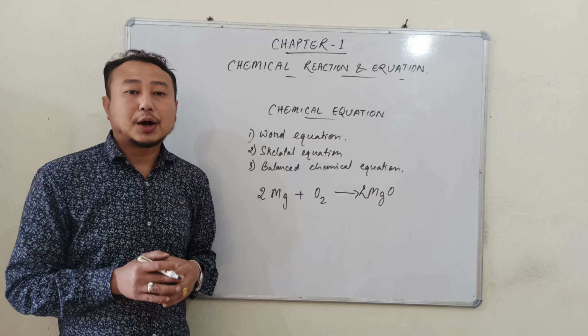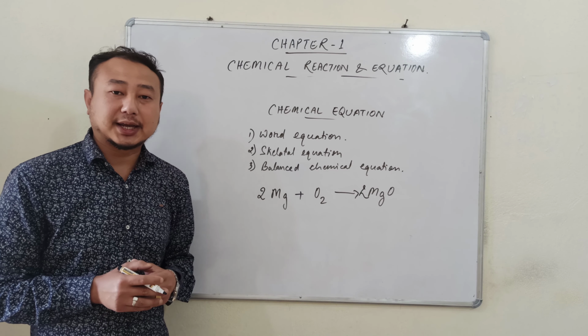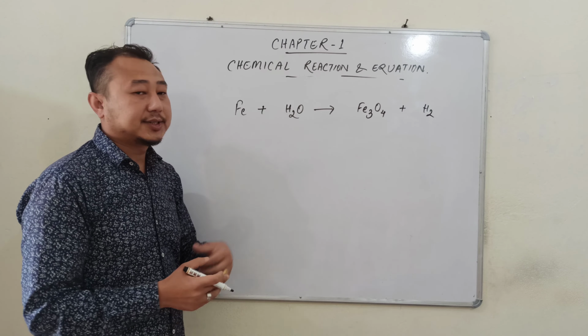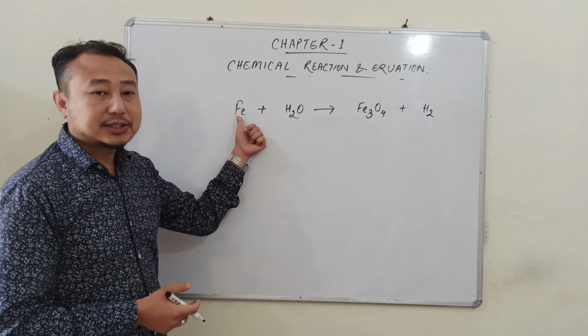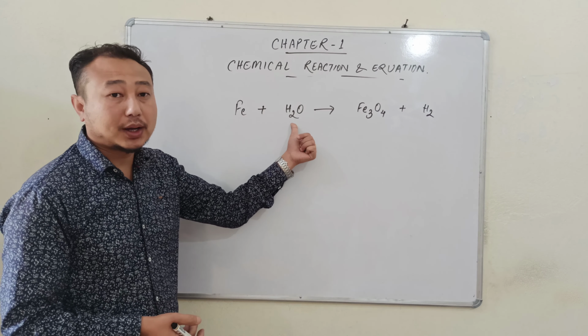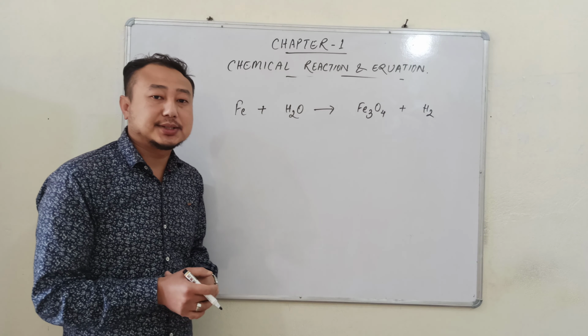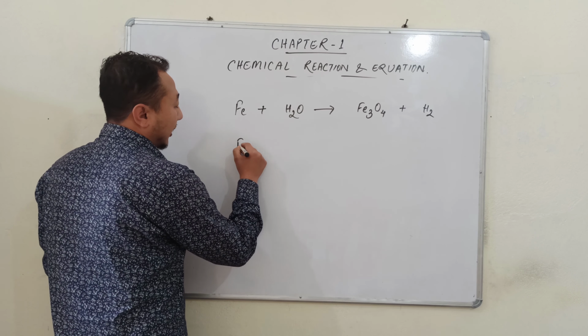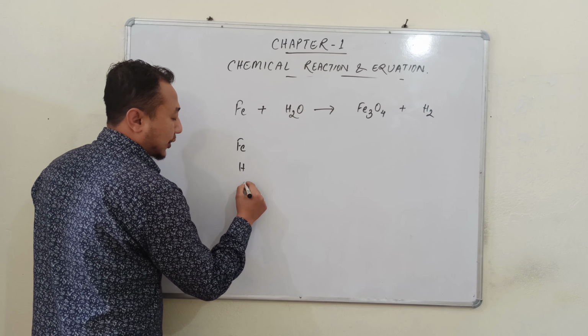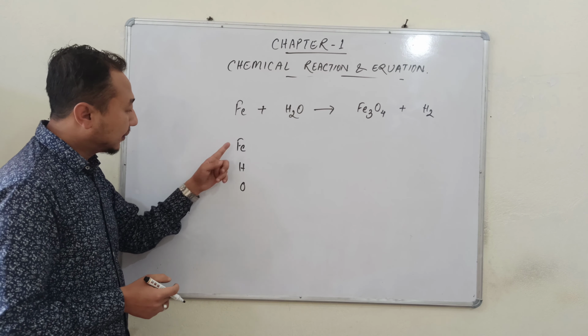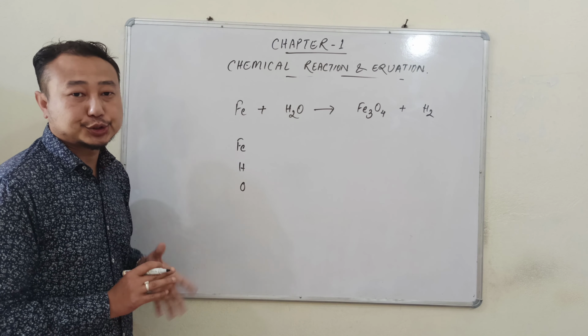Now let us see how to balance a chemical equation by taking an example. Here, an example is given on the board. In this equation, iron is reacted with water to form iron oxide and hydrogen gas. So in order to balance this, we are first going to write the elements that are used in this equation one by one. The elements are iron, hydrogen and oxygen.